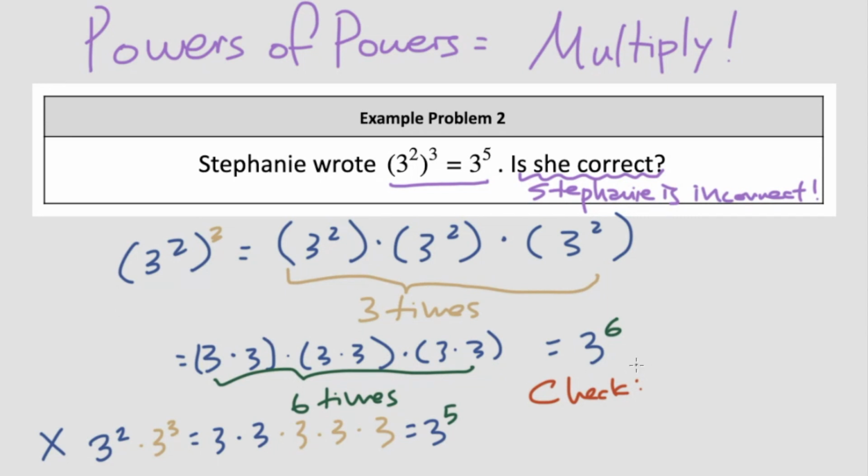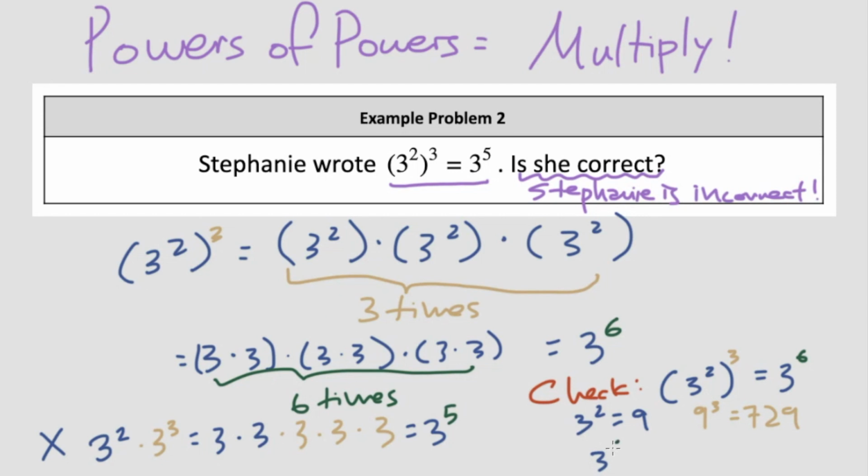We know that when we have 3 to the power of 2 to the power of 3, well, that's the same thing as 3 to the power of 6. That's what we're claiming. Just to check to make sure, 3 to the power of 2 is equal to 9. 9 to the power of 3 is equal to about 729.